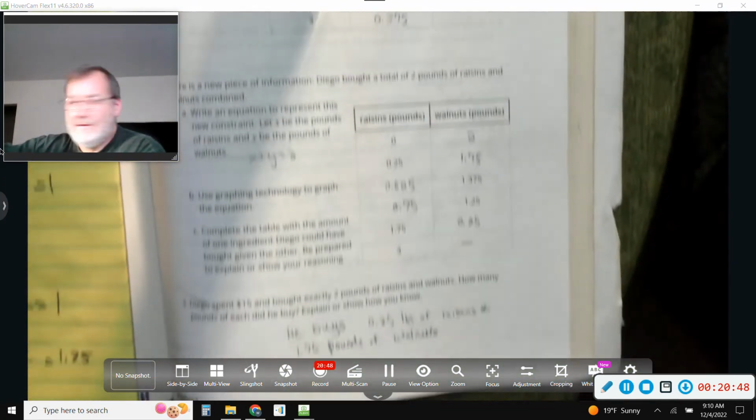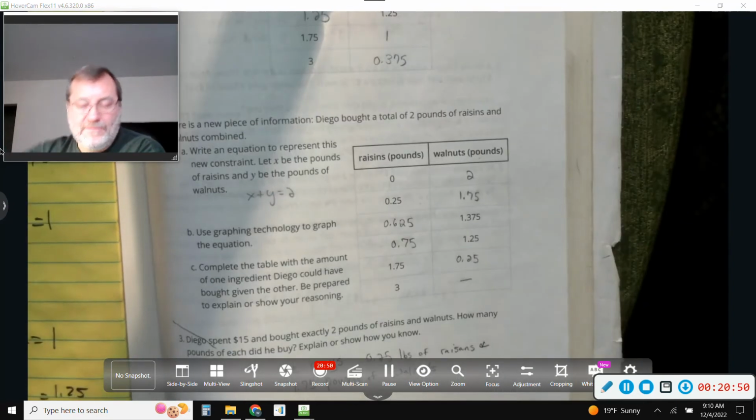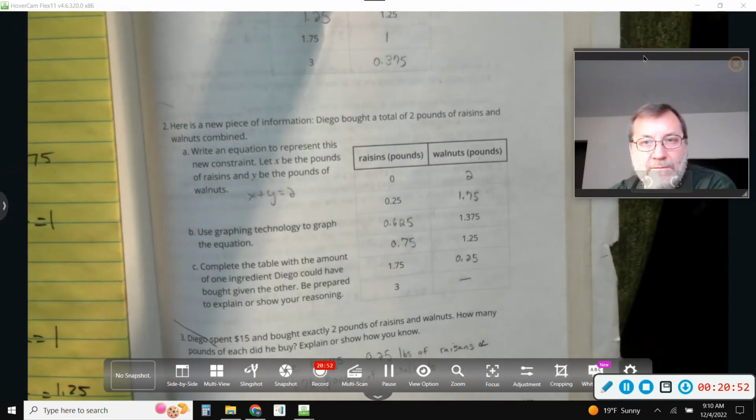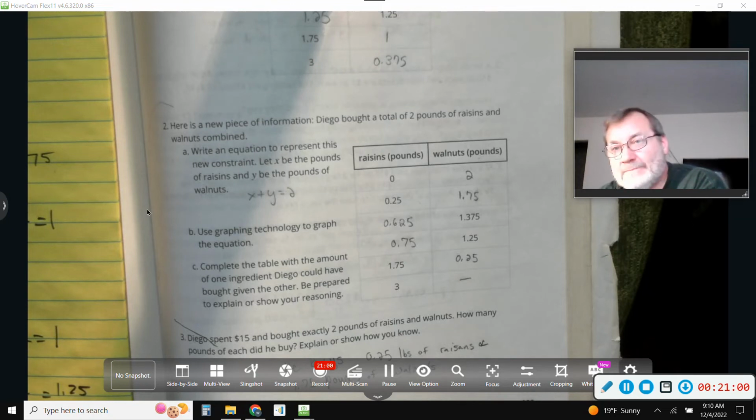This is here in number 2. Let me move my face out of the way a little bit. Here is a new piece of information. Diego bought a total of 2 pounds of raisins and walnuts combined. All right. So we look at the two together. Here's another equation right here. x plus y equals 2. That means the pounds of raisins plus the pounds of walnuts has to equal 2.